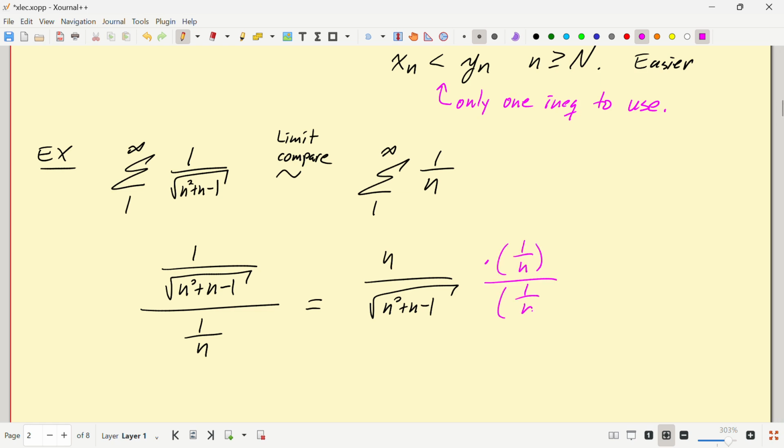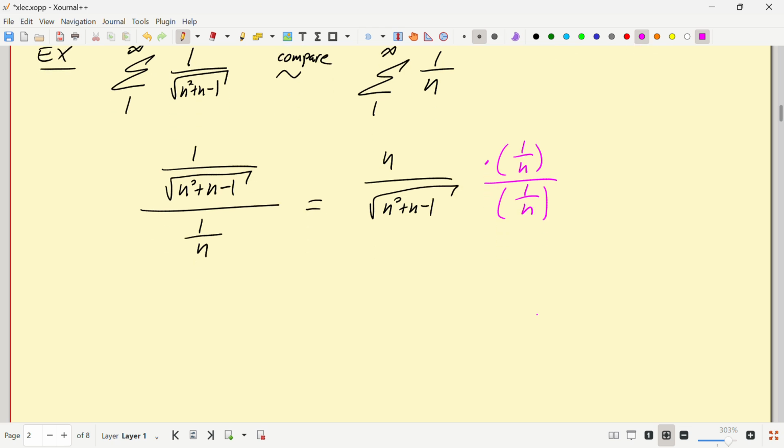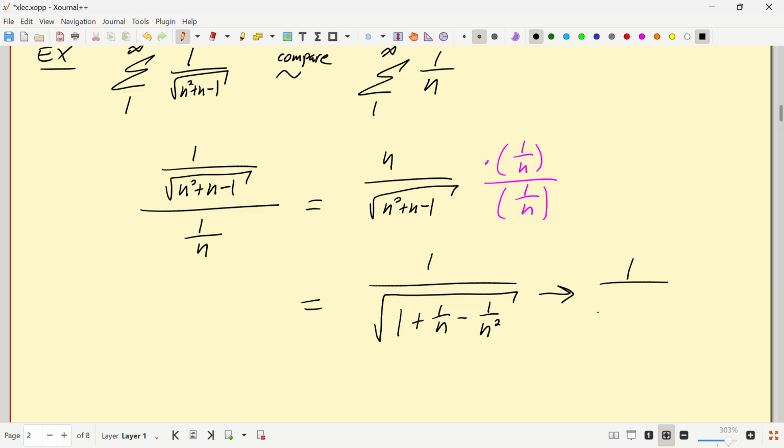It's the kind of thing you do in freshman calculus when you analyze these things. I take the highest power on both the top and the bottom and multiply through by that. That's multiplying by 1. And so when I get a big fat 1 on the top, on the bottom I would put a 1 over n squared inside the square root. That would be 1 plus 1 over n minus 1 over n squared. And of course, as n goes to infinity, that would converge to 1 over the square root of 1 plus 0, which equals a big fat 1.